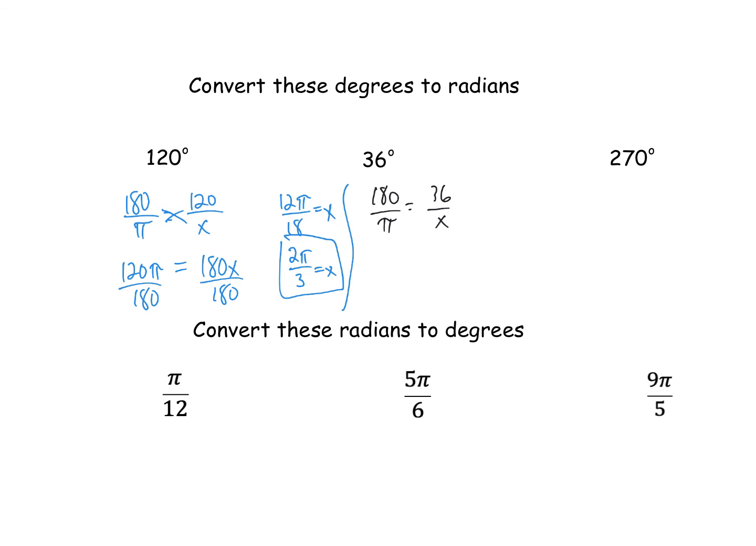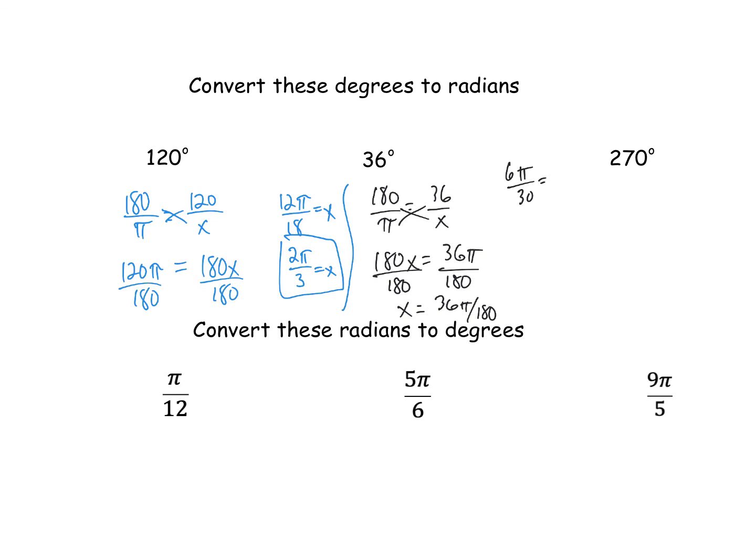Okay, cross multiply, we get 180x equals 36 pi. Divide by 180. And we get x equals 36 pi over 180. Now, I know they're both divisible by 6, probably more than that, but let's just do 6. 36 divided by 6 is 6. 180 divided by 6 would be 30.